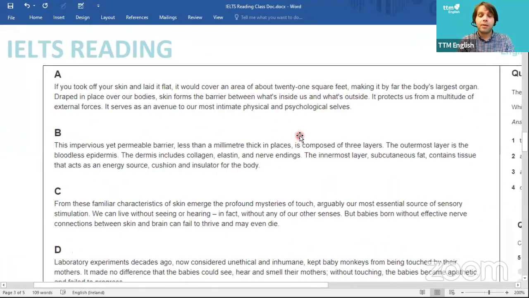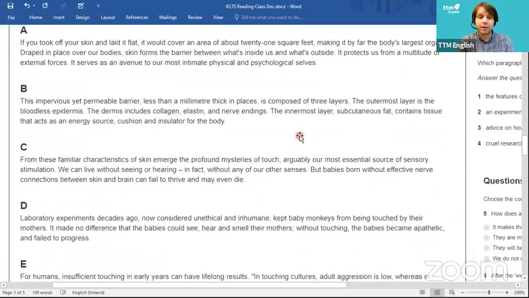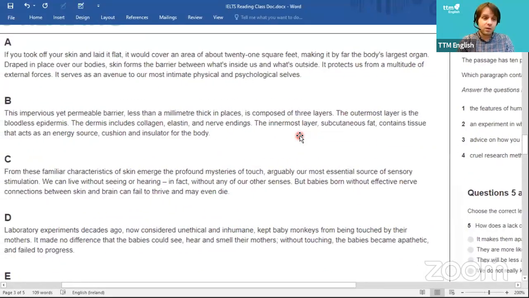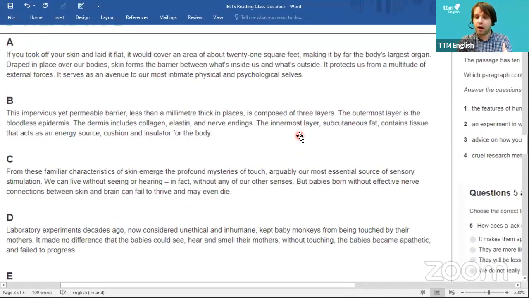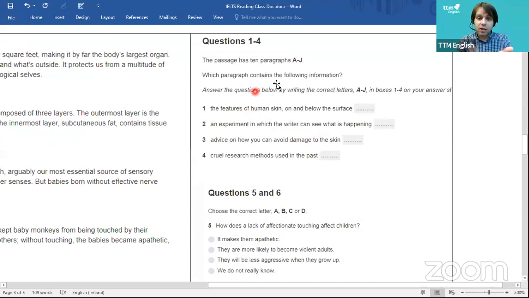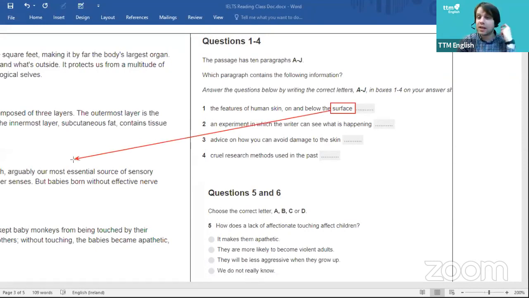All right. But scanning is looking for specific words. And this is a very useful skill in IELTS because very often what you do is you read the question, you find a key word. It might be, for example, I don't know, surface. And then you scan for that word in the text, or a synonym, right? So let's practice that now.